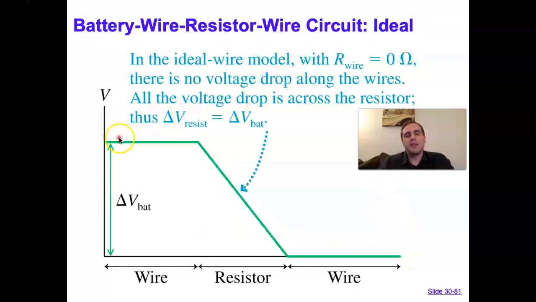So for the sake of this class, we'll assume the so-called ideal wire model, that the resistance of the wire is 0 ohms, so the voltage doesn't change across the wire, but then all the resistance is in the resistors themselves. Okay? So that means the change in voltage across a resistor is equal to the change in the voltage across a battery if it's, let's say, a single resistor.